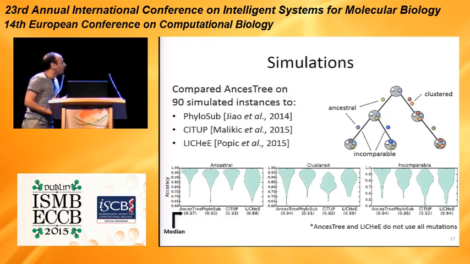There's one thing I'd like to point out. Both Ancestry and Litchi do not use all mutations. So what we did in these violin plots is restrict them to the set of mutations that were inferred by all methods. And in our case, we don't use all mutations because we only focus on those mutations for which we have high confidence.